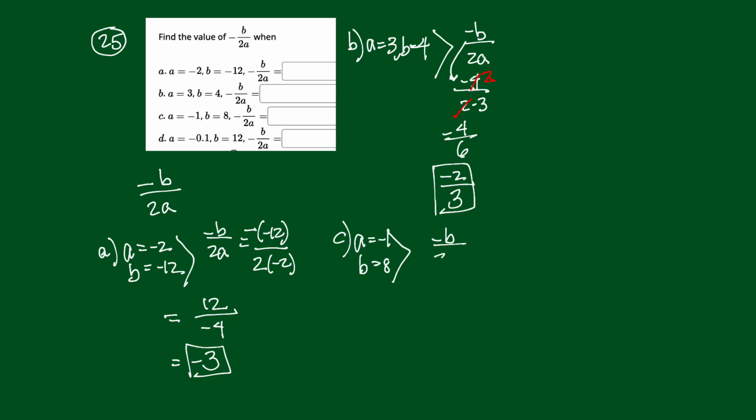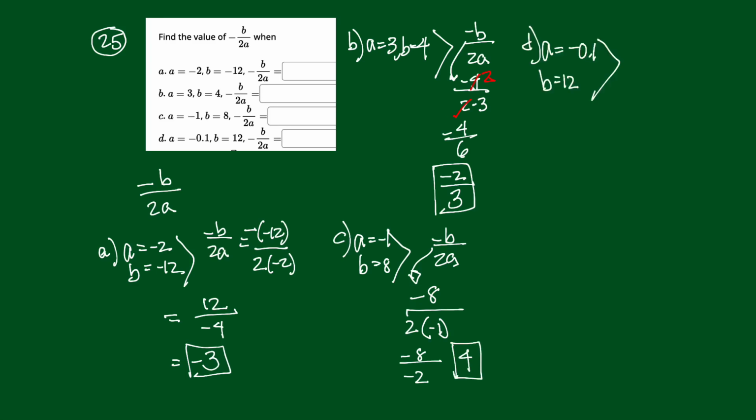Now in part C, a is negative 1, b is 8. So what is negative b over 2a in this case? Well, there's that negative sign. Now what is b? b is just 8, that's what we're told, so I'll put the 8 right there. There's the negative, there's the 8, over 2 times a, but a is negative 1, so put that there. Now, the top is already done. That's going to be a negative 8 over the bottom. 2 times negative 1 is negative 2. And negative divided by negative is positive. 8 divided by 2 is 4.